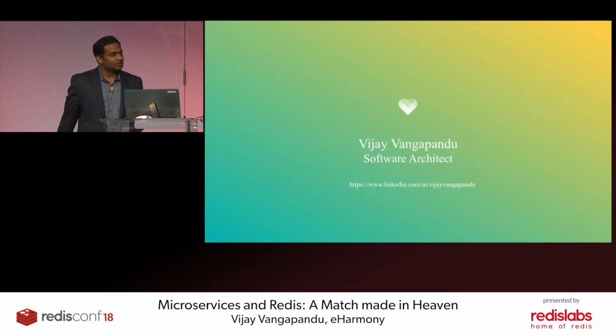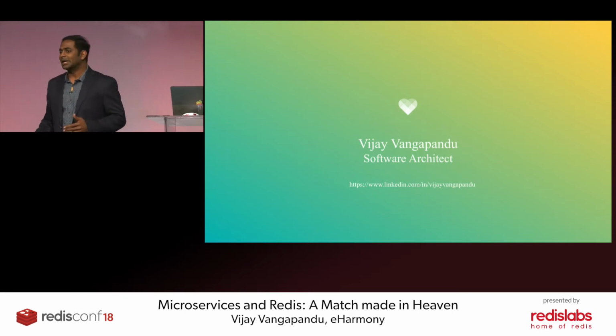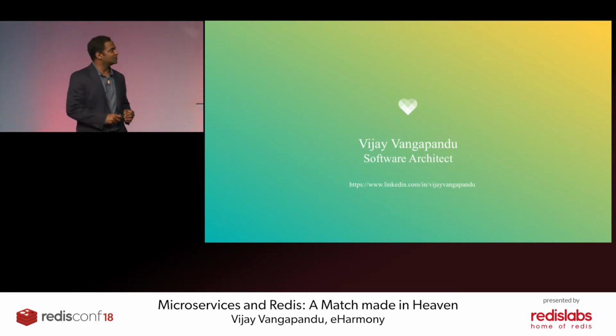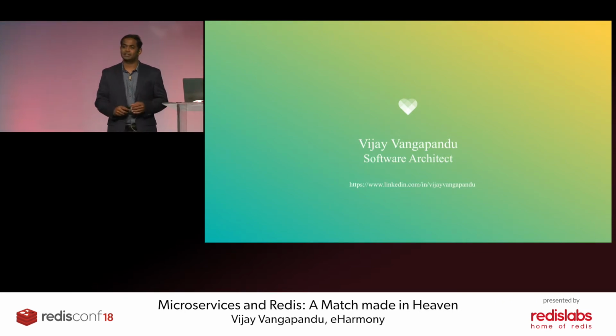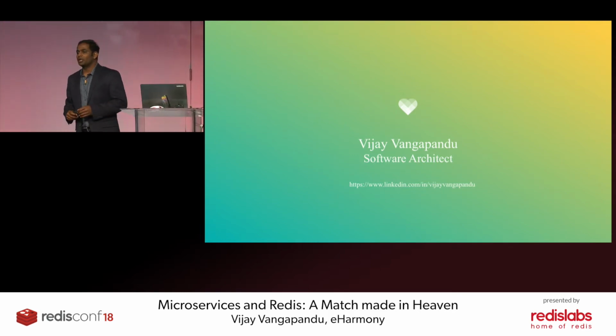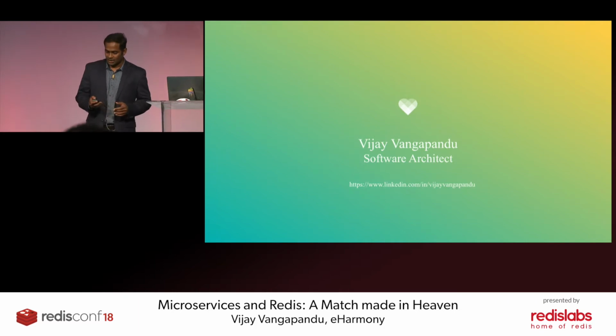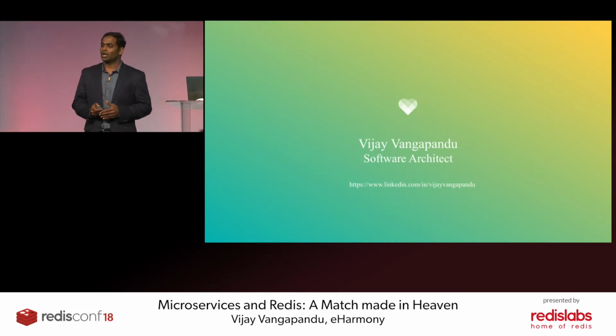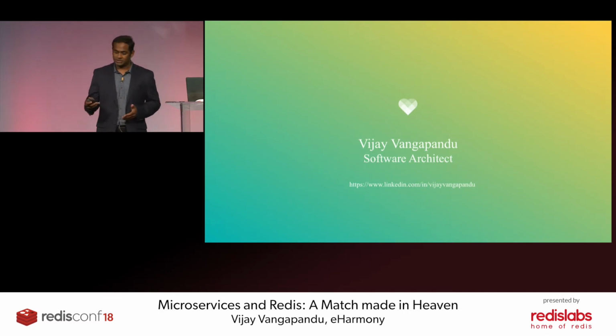So, just before starting the presentation, a little bit about myself. My name is Vijay Vangapandu. I'm a software architect working for eHarmony. I've been with eHarmony a little over 8 years. I have experience working with distributed systems, big data systems, and especially with microservices architecture-based systems.